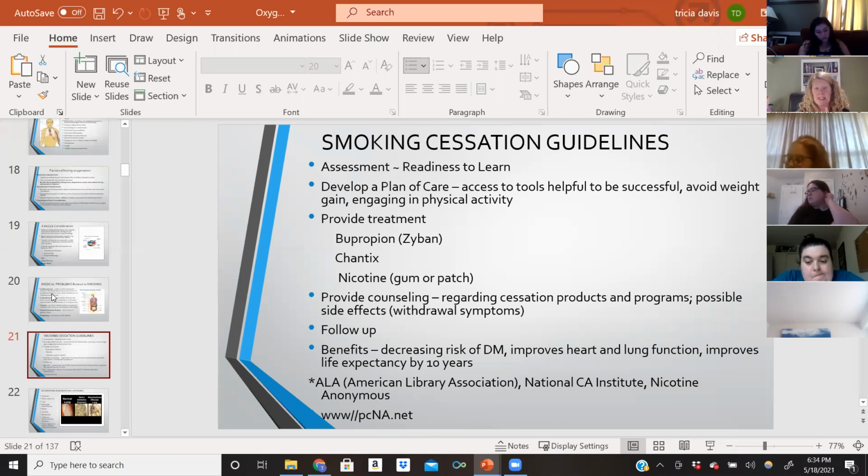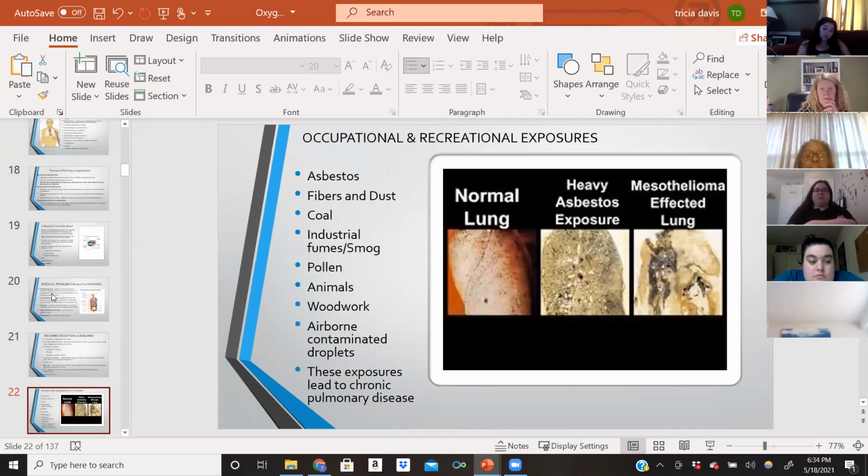So again, those benefits that we see: it decreases your risk of developing diabetes. It's going to improve your heart and lung function, and it improves your life expectancy by 10 years. That's a lot. All good reasons to quit.